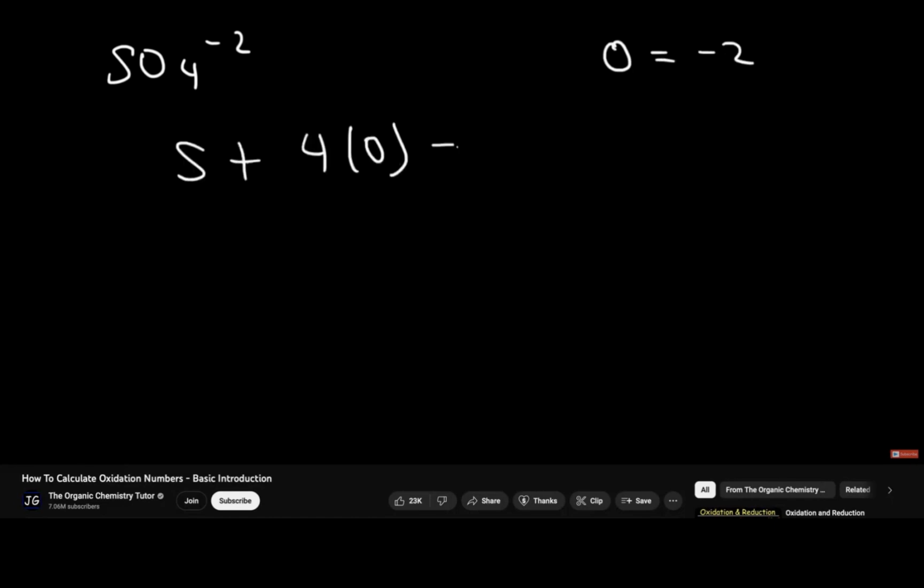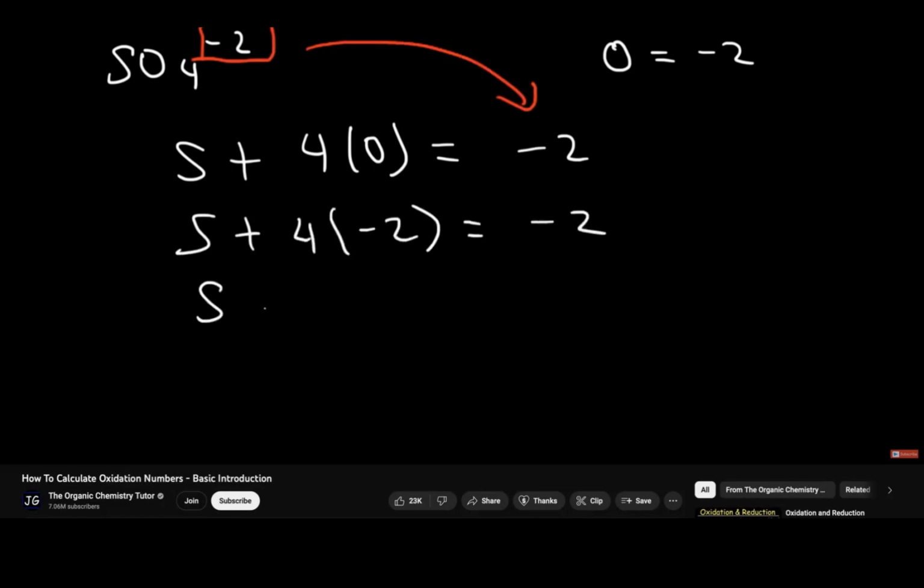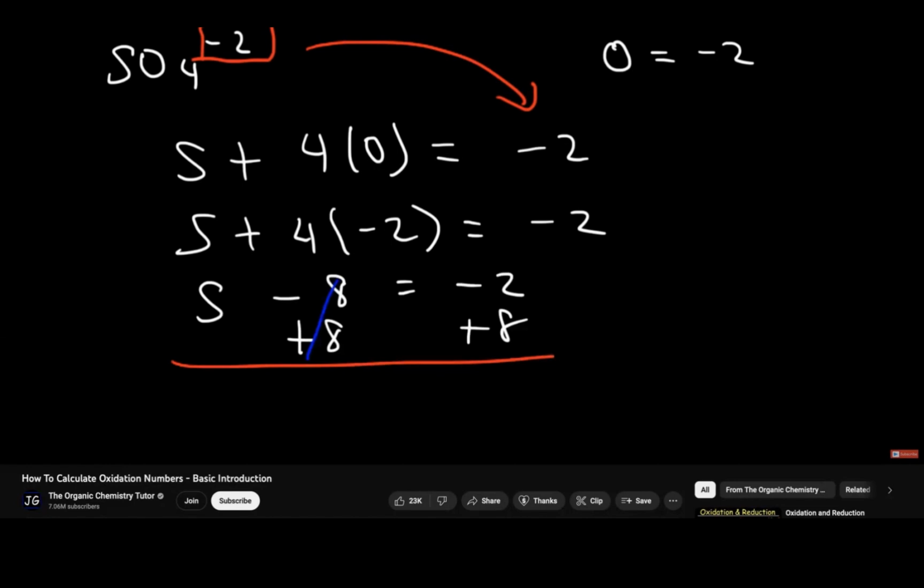Now let's go over some examples containing polyatomic ions. Consider sulfate. What is the oxidation state of sulfur in sulfate? Well, we know oxygen is usually -2. So let's write an equation. Sulfur plus 4 oxygen atoms has a net charge of -2. So each oxygen atom has an oxidation state of -2. And 4 times -2, that's -8. Next, we need to add 8 to both sides. -2 plus 8 is +6. So this is the oxidation state of sulfur in sulfate.